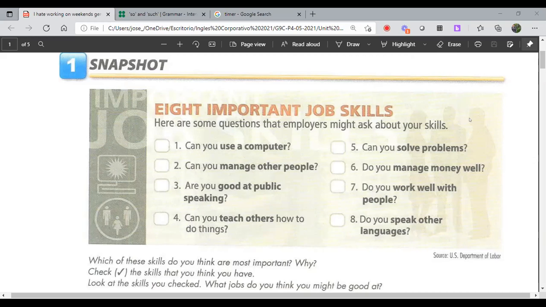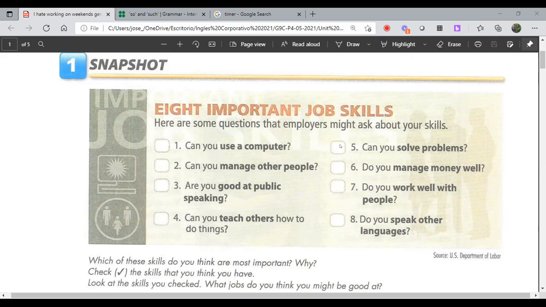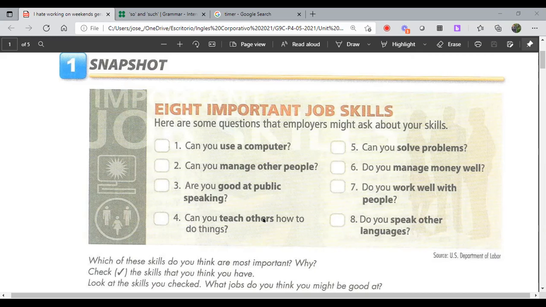Solve problems, resolviendo problemas. Manage money well, ¿verdad? Administrando el dinero bien. ¿Ok? Work well with people, trabajando bien con otras personas. Digamos, a team player, o sea, trabaja bien en equipo. Right? And the other one, speak other languages, hablar otro idioma. Y de hecho, por eso estamos aquí, ¿verdad? All right. Nice. So, have that in mind.